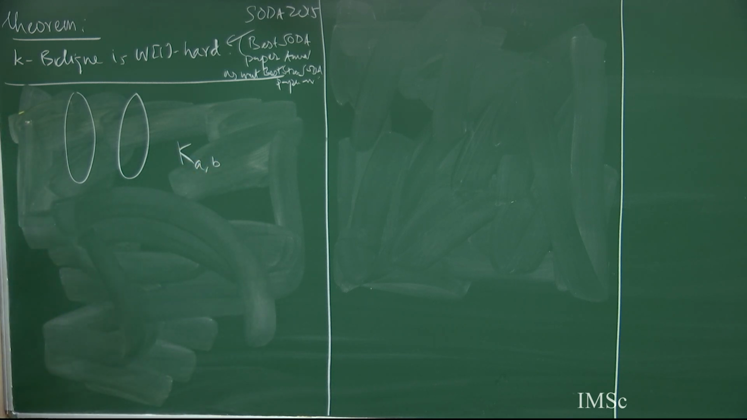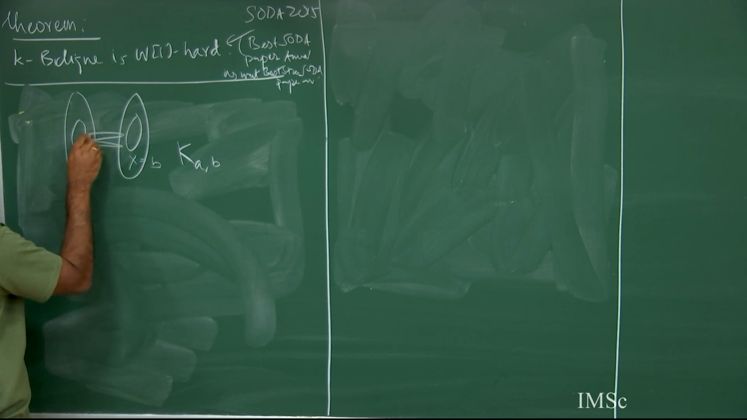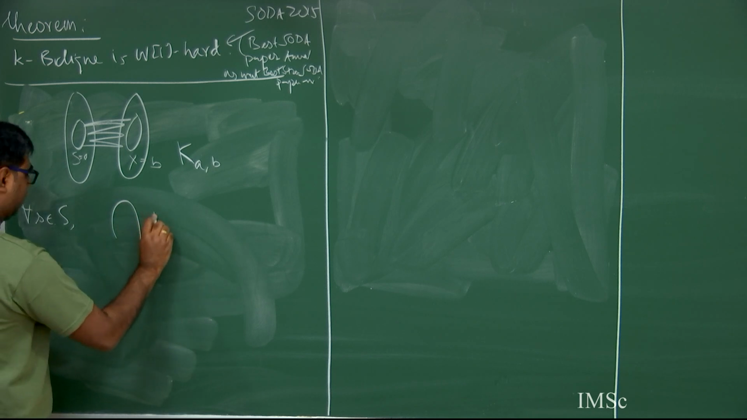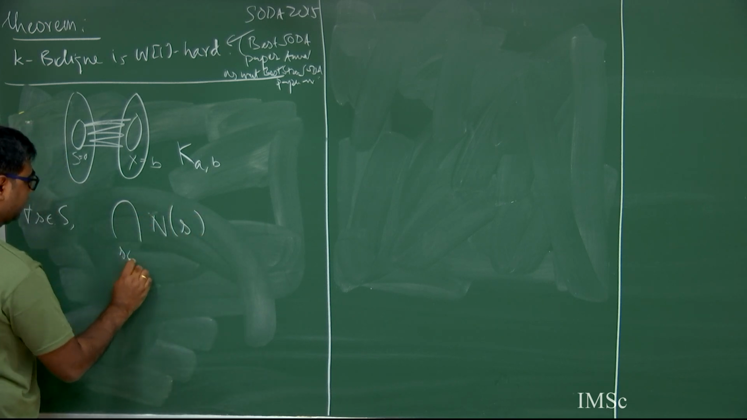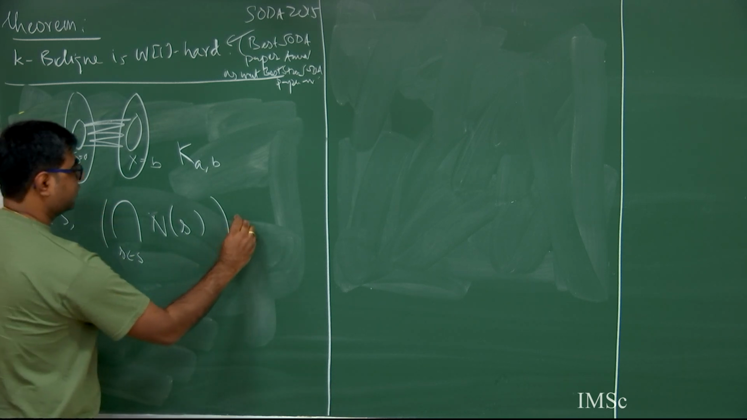and if it has a k comma b complete bipartite graph, what does it mean? There is a set S of size A, there is some set X of size B, and then a complete bipartite graph between them. But what also it means is that all these guys, if I look at this set X, where does this set X belong? So I will introduce a notion and you will see why it is important: look at, for all S in S, the intersection of N(S), right, so it's a common intersection. What is the property? This common intersection contains our X.